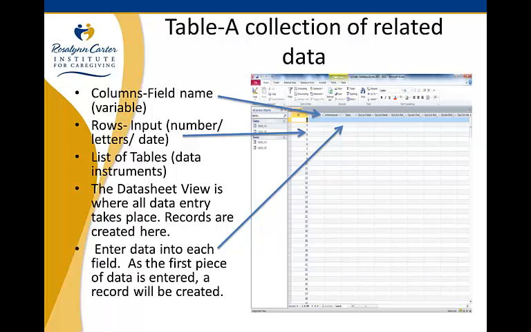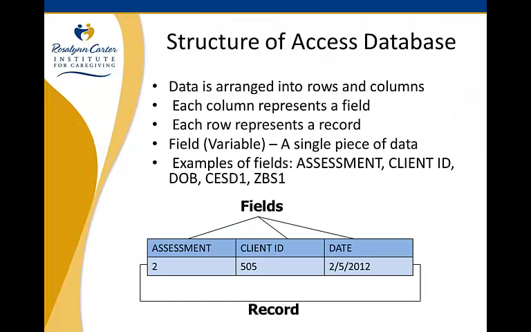Records are created here. You're going to enter your data in each field. As the first piece of data is entered, a record will be created. In the structure of an Access database, the data is arranged into rows and columns. Each column represents a field, each row represents a record. You have your variables within the field, and they're a single piece of data. Examples of fields could be assessment, client IDs, DOB for date of birth, and the names of the data instruments you'll be using.